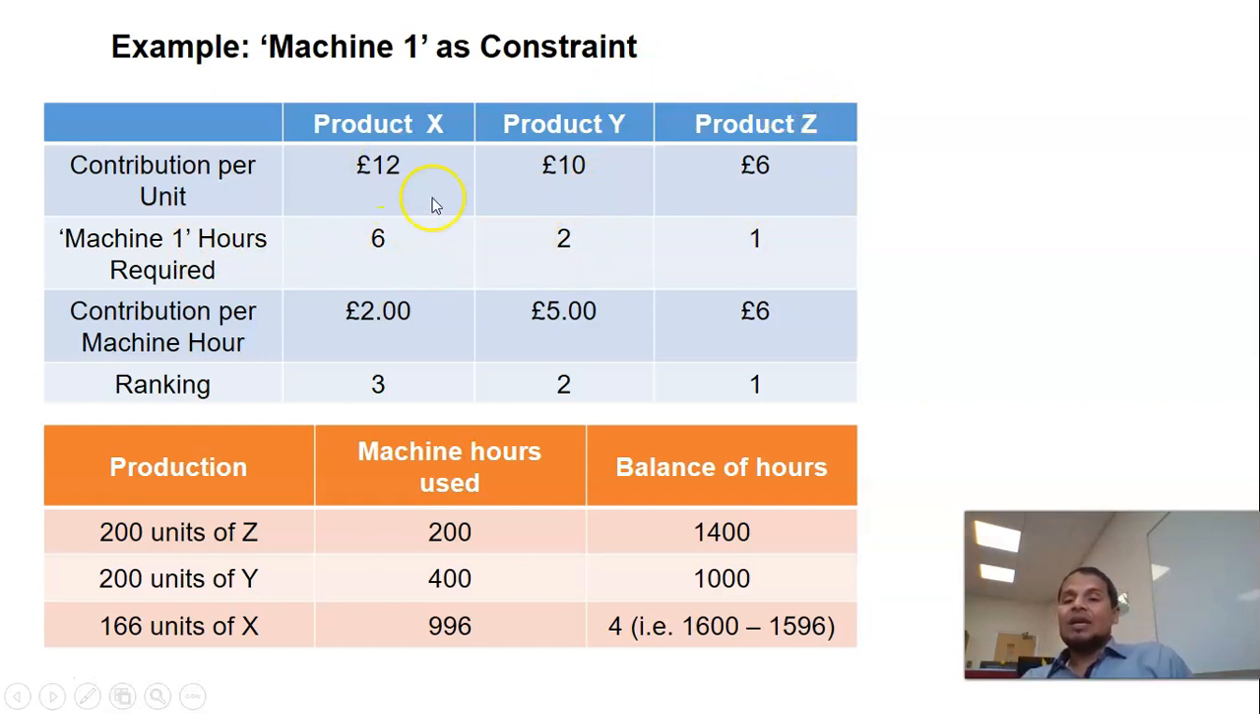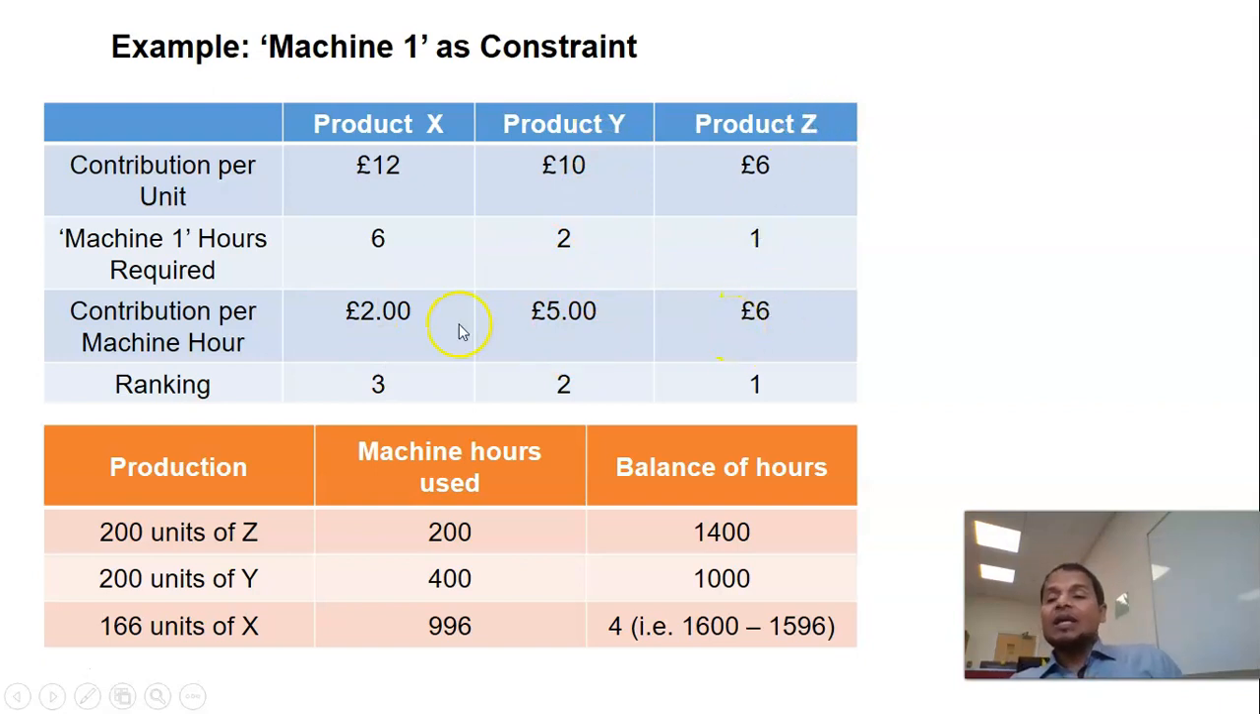So X is processed 6 hours in machine 1, Y needs 2 hours in machine 1, and 1 hour is the process time for product Z in machine 1. If you divide, you can find the contribution throughput accounting ratio. So 12 divided by 6 is 2, 10 divided by 2 is 5, and 6 divided by 1 is 6. If you use 1 hour of machine 1 for producing X, your contribution is 2. In case of Y, it is 5. In case of Z, it is 6.